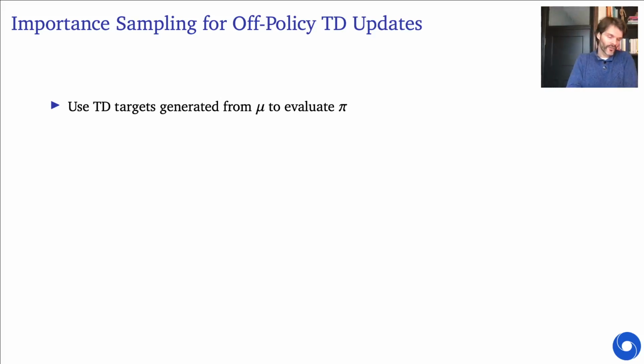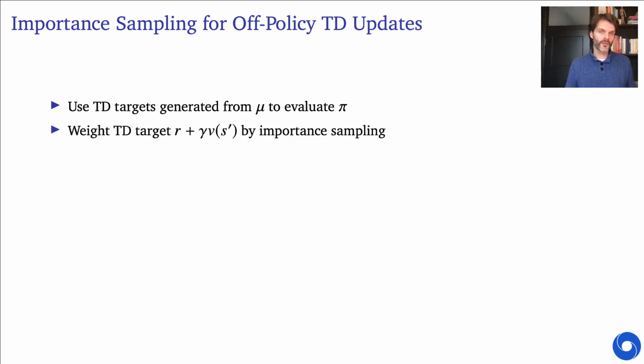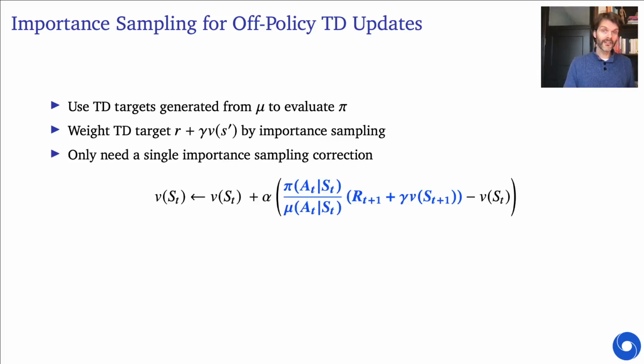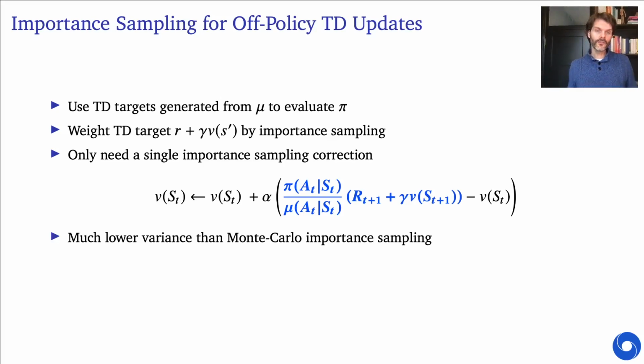And we can use this to construct temporal difference targets that will also do the same thing. So what we're going to do is use our temporal difference target, where V is now going to be an estimate of the value of policy pi, the one that we're interested in. And we're going to reweight this target with importance sampling, but then we only need one step. We only need one ratio of the probability of the target policy divided by the probability of the behavior policy. This, of course, has much lower variance than Monte Carlo importance sampling.